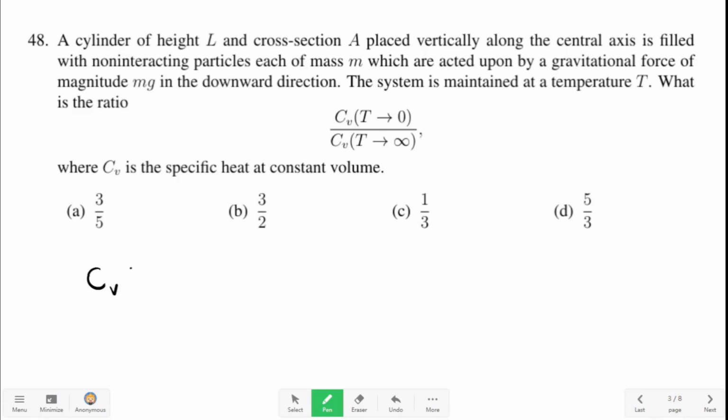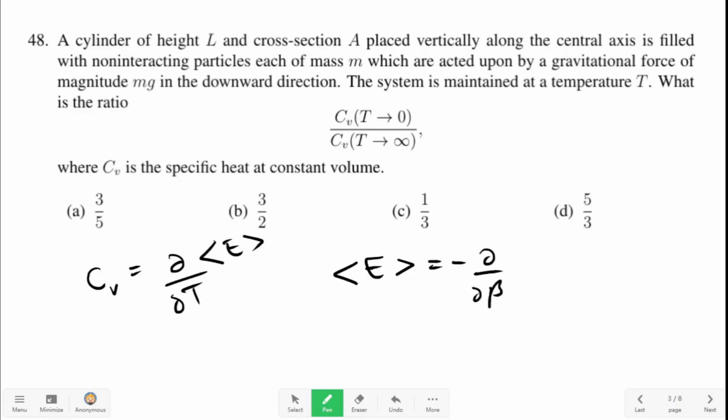Now Cv is obtained by del by del T of average energy, and average energy is equal to minus del by del beta of ln Z. Here Z is the partition function. Z is equal to the summation over r of e raised to minus beta Er. But we will not use this formula here because the energies we have here are not discrete. We have continuous energies. Therefore, the summation becomes an integration.